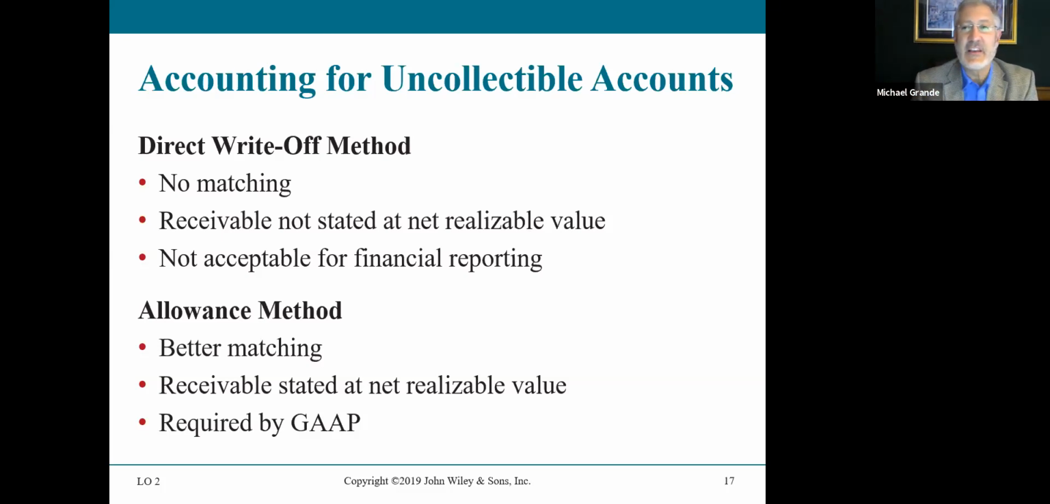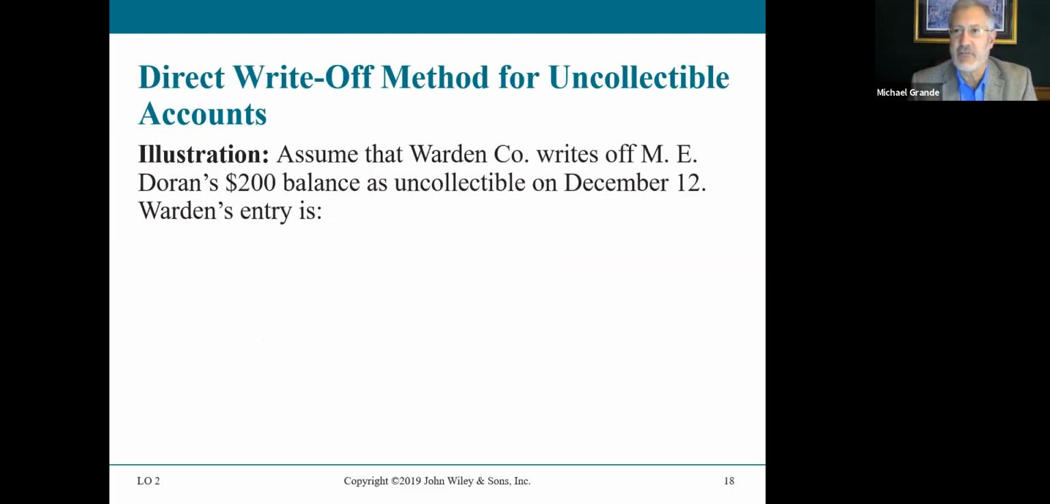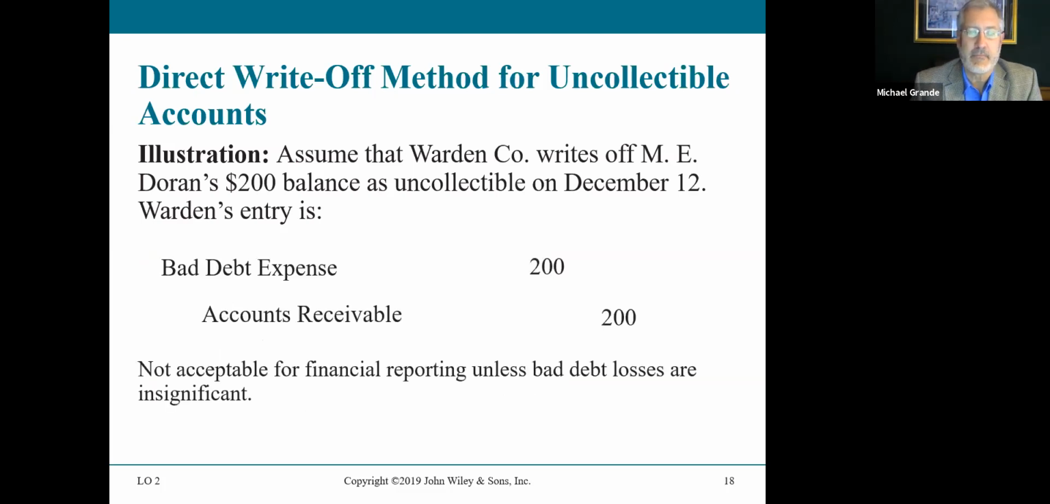Receivables stated at the net realizable value, what they believe they can collect. Direct write-off method, again, which is not permitted. Assume that Ward & Company writes off M.E. Doran's $200 balance as uncollectible on December 12th. See what happens there? You got an expense and you have a write-off against the receivable. You're removing the receivable from the books and recording the expense.